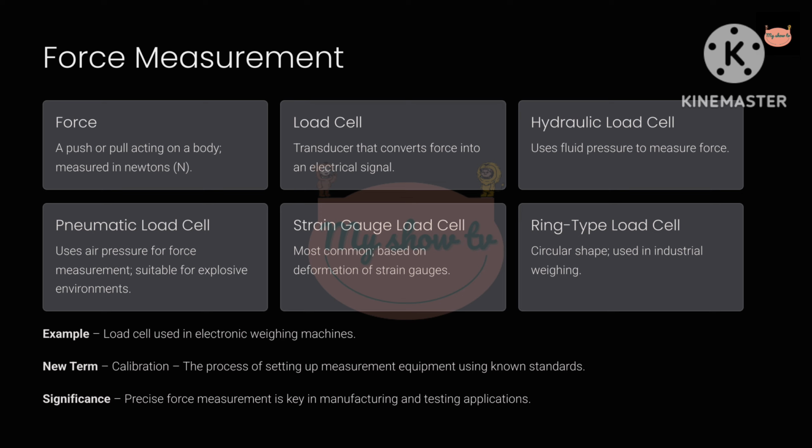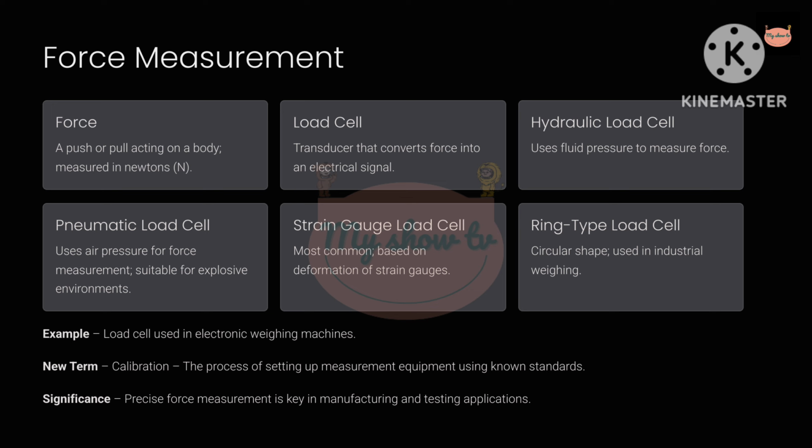There are several types of load cells. Hydraulic load cell: when a force is applied, it compresses a fluid inside the chamber. The resulting pressure is proportional to the force. Pneumatic load cell: it works with air pressure and is suitable where there's a risk of explosion. Strain gauge load cell: this uses strain gauges to detect the deformation caused by force. The ring-type load cell is shaped like a ring and is used for measuring compressive forces in industrial setups. Example, the digital scale you use in a grocery shop uses a strain gauge load cell.